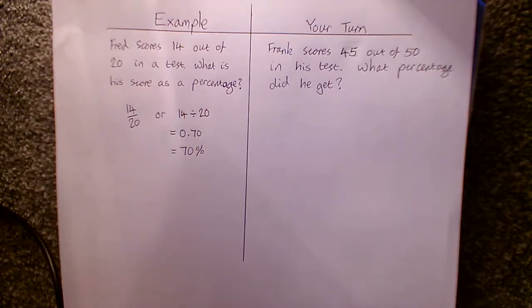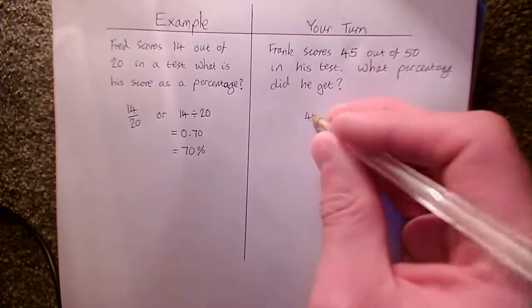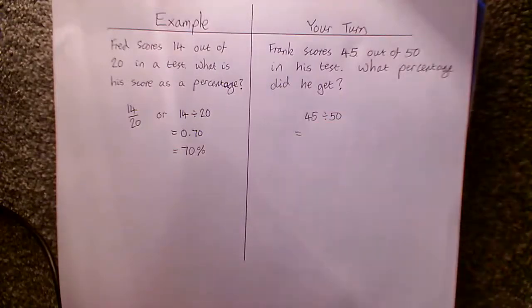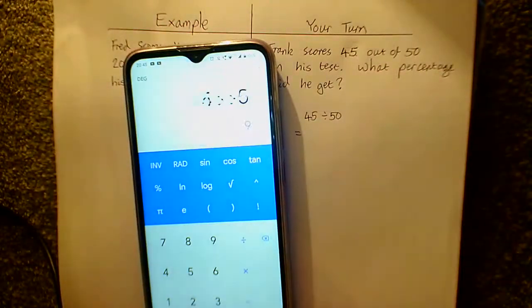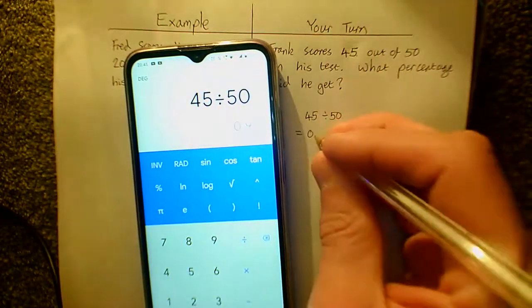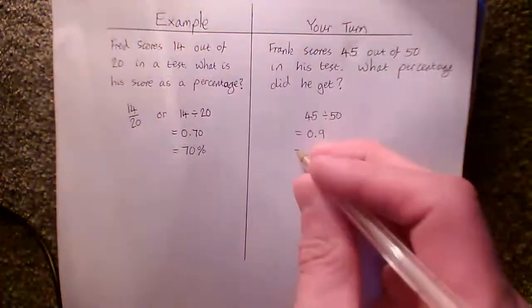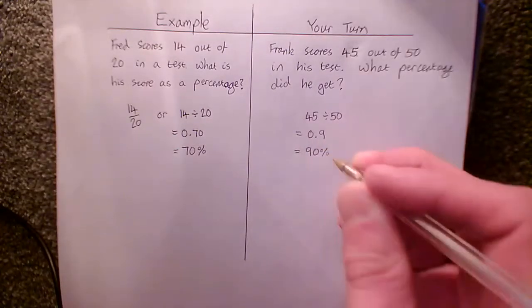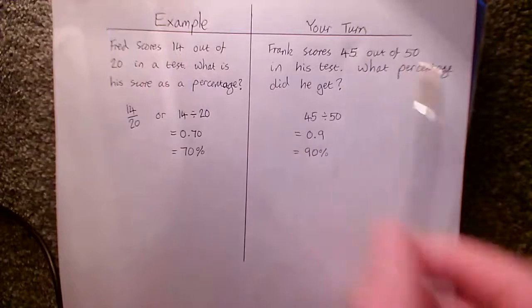Super, so hopefully you had a go at the your turn. Here we've got 45 out of 50. So that's the same as 45 divided by 50. And you can put that in your calculator. I'll just do it quickly. 45 divided by 50 is 0.9. If we times that by 100, it moves left twice, which would give us 90 or 90%. And there's your answer. So actually, it's not always obvious, given two scores, which one is better.